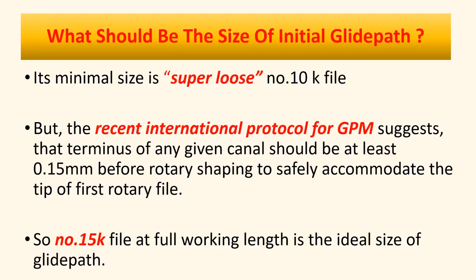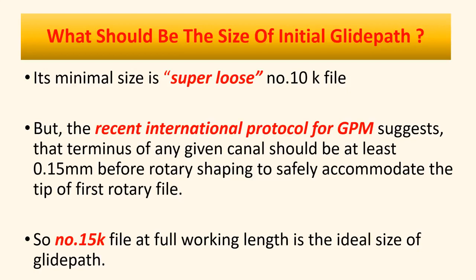What should be the size of the initial glide path? Its minimal size is a super loose number 10 K file, but the recent international protocol for glide path management suggests that the terminus of any given canal should be at least 0.15 mm before rotary shaping to safely accommodate the tip of the first rotary files. That means a number 15 K file at full working length is the ideal size of the glide path.